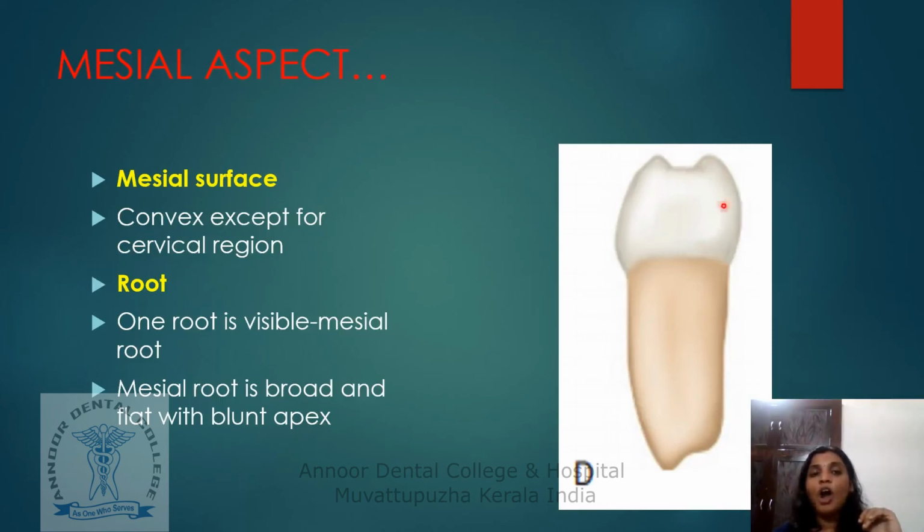Mesial surface is convex except for the cervical region where it is flat, and one root is visible, that is the mesial root, and the mesial root is broad and flat with a blunt apex.